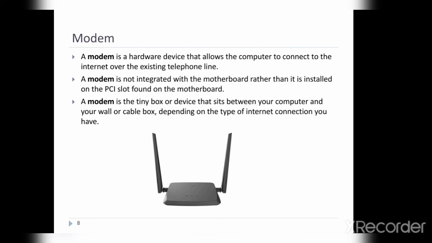A modem is a tiny box or device that sits between your computer and your wall or cable box depending on the type of internet connection you have. Computers store digital data while telephone lines can transmit only analog data. Modems can transmit digital computer signals over the telephone lines by converting them to analog form. Okay, converting one signal form to another is called modulation, and recovering the original signal is called demodulation. So modem is a modulator, demodulator.